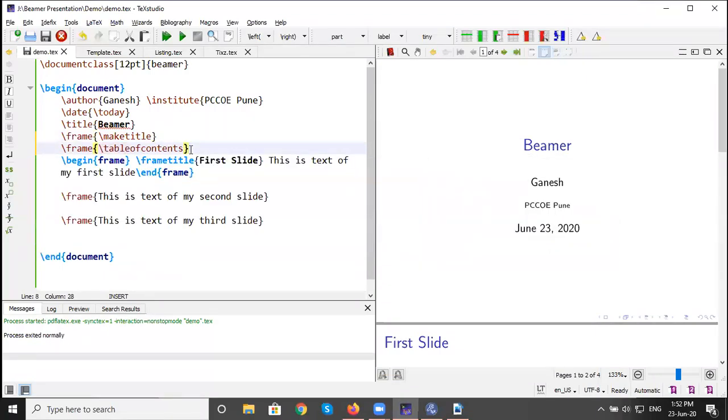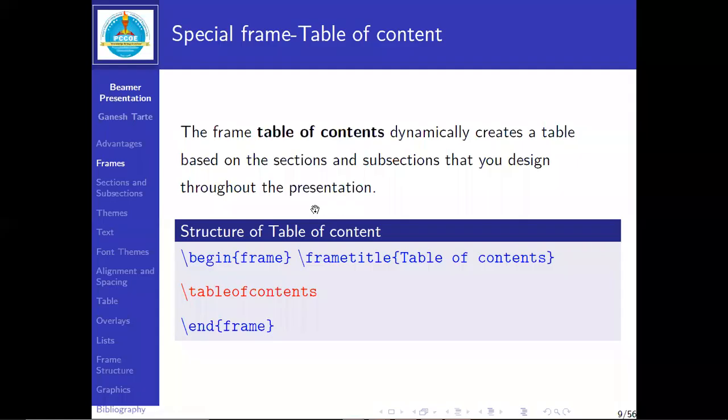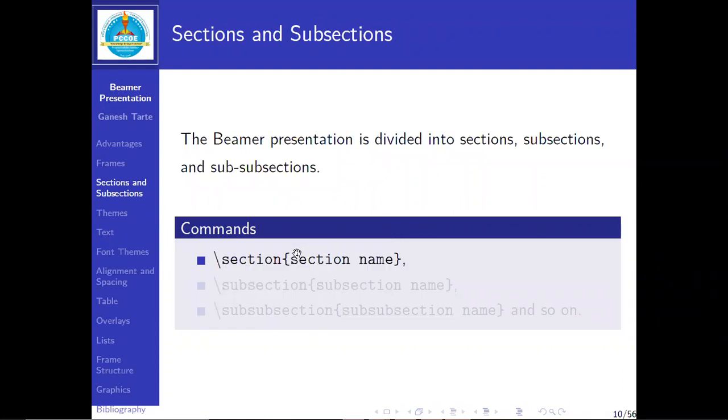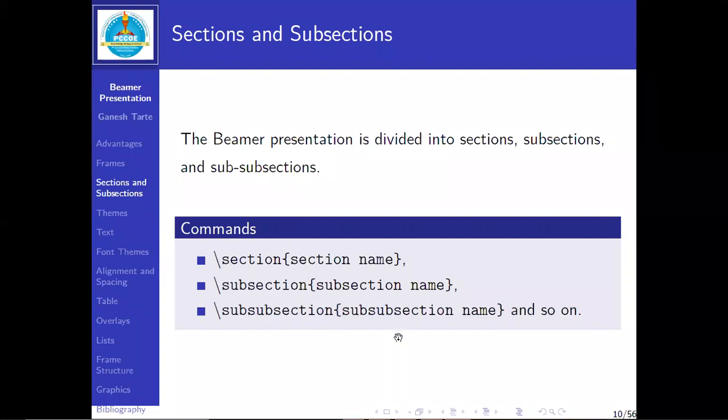Okay, but be careful. This table of contents is totally based on sections and subsections. This Beamer presentation is divided into sections and subsections or subsubsections. So all these points noted here are the sections. And to add a section, we have to use the command \section{section name}. To add a subsection, we use \subsection and then the subsection name, and similarly the next subsection name, and so on.